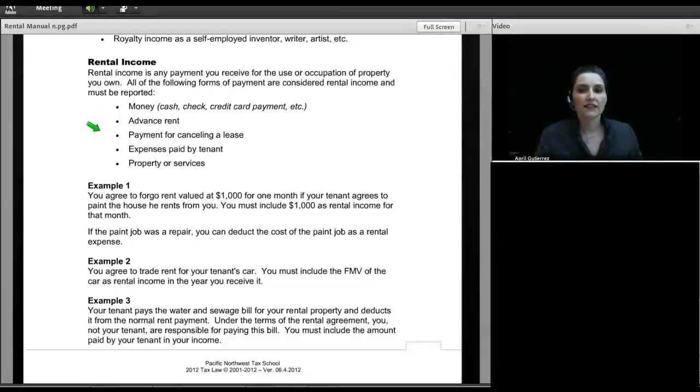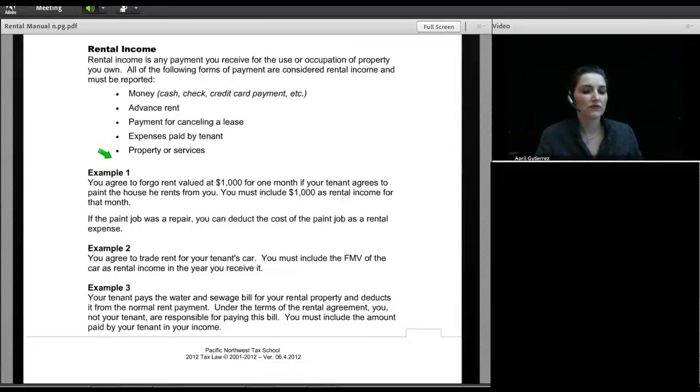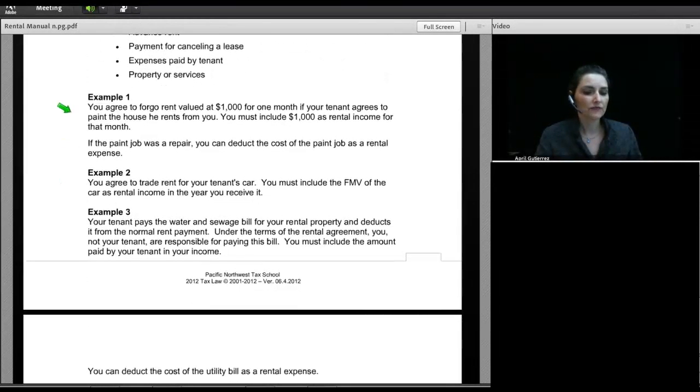A payment for canceling a lease, so your tenant wants to get out early and they have to pay you money for you to let them go, that also is rent. Expenses paid by a tenant on your behalf. If the tenant pays an expense for you and it is not a part of your rental agreement that they pay their own expenses, then any expense they pay for you is income to you. And finally, property or services that you receive in exchange for rent are rent and have to be reported as such. Here's an example. You forego rent valued at $1,000 per month or for 1 month if your tenant agrees to paint the house that he rents from you.